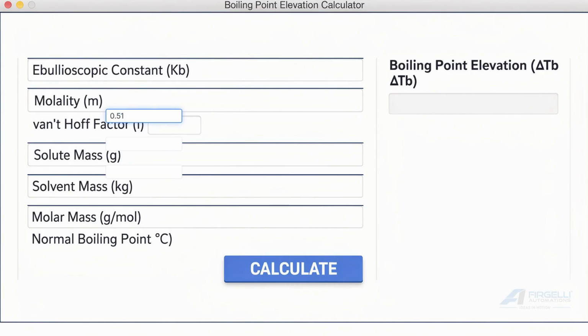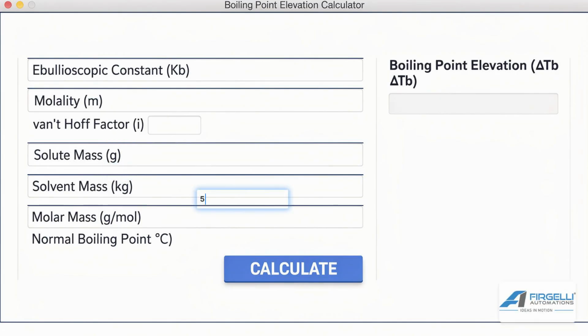I'll enter 0.512 for the ebullioscopic constant, 0.5 for molality, 1.0 for the van 't Hoff factor, 58.5 grams for solute mass, 1.0 kilogram for solvent mass, 58.44 for molar mass, and 100.0 degrees for normal boiling point. After clicking Calculate, the results show ΔTb equals 0.2560 degrees Celsius, confirming the boiling point elevation.